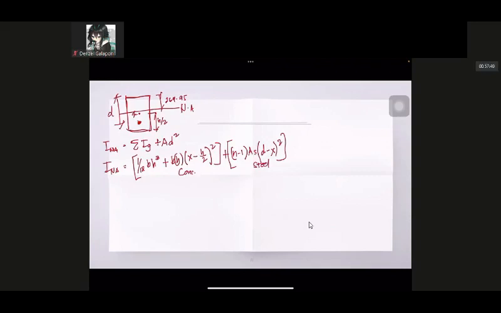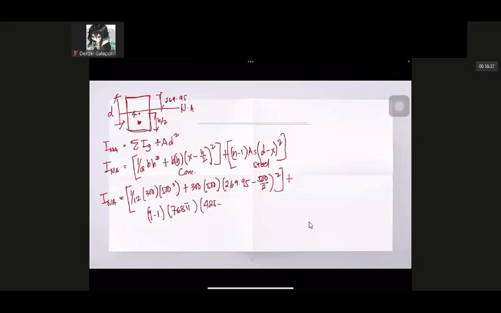So substitute: INA equals 1/12 times 300 times 500 cubed plus 300 times 500 times (269.95 minus 500 divided by 2) squared, plus (9 minus 1), so n minus 1, times 768 pi multiplied by (425 minus 269.95) squared. So INA equals, compute.